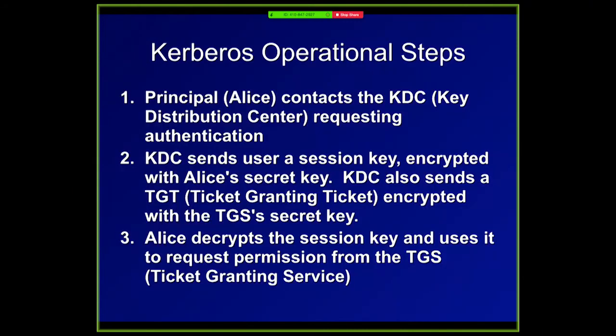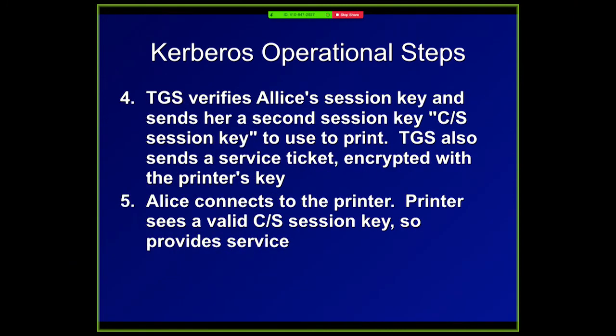Anyway, so here are the Kerberos steps. Alice tries to contact the key distribution center saying, I want to prove who I am. After she gives them a password, they give her a session key. Then she decrypts the session key and uses it to request permission from the ticket granting service. Then the ticket granting service verifies the session key and sends her another session key, and then a service ticket, encrypted. Then she connects to the printer, and the printer sees a valid key, so she gets service.